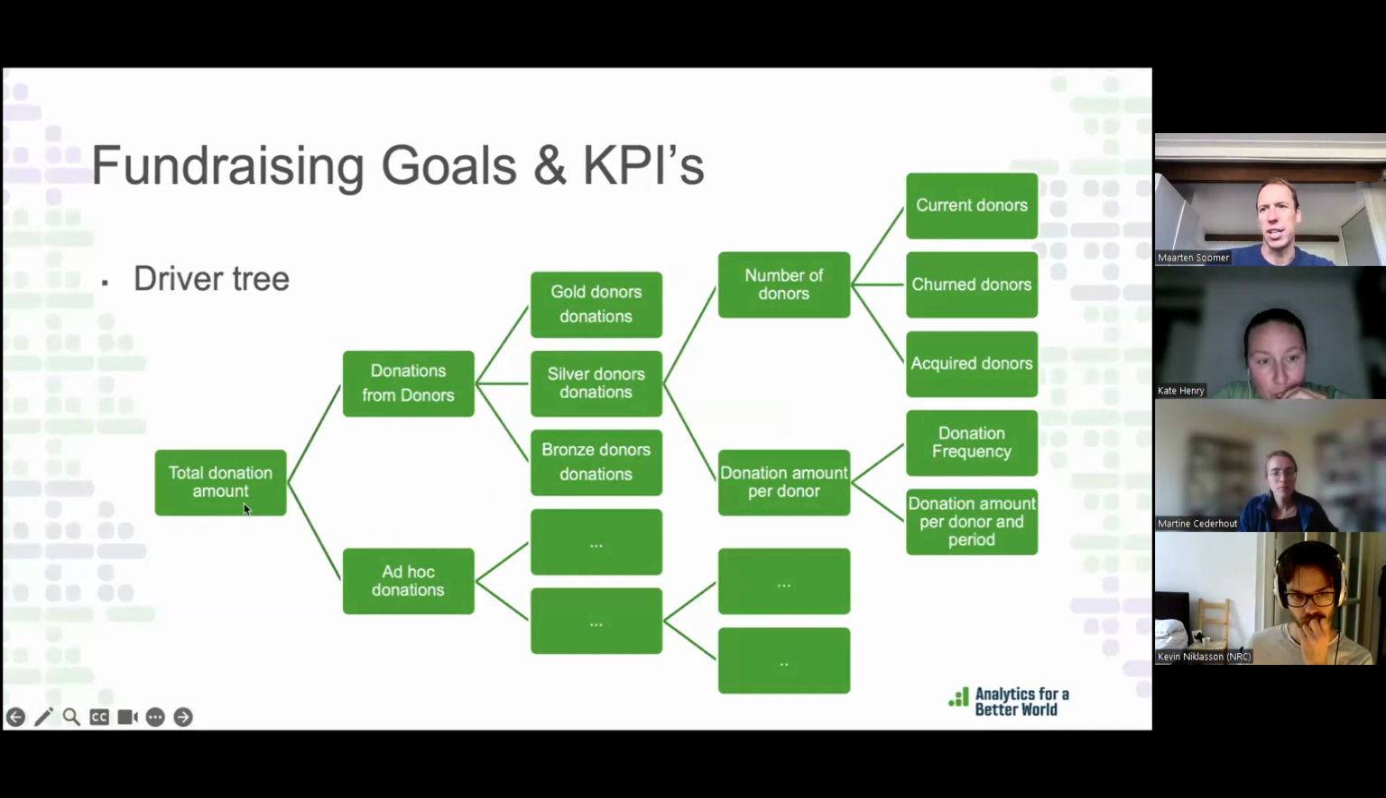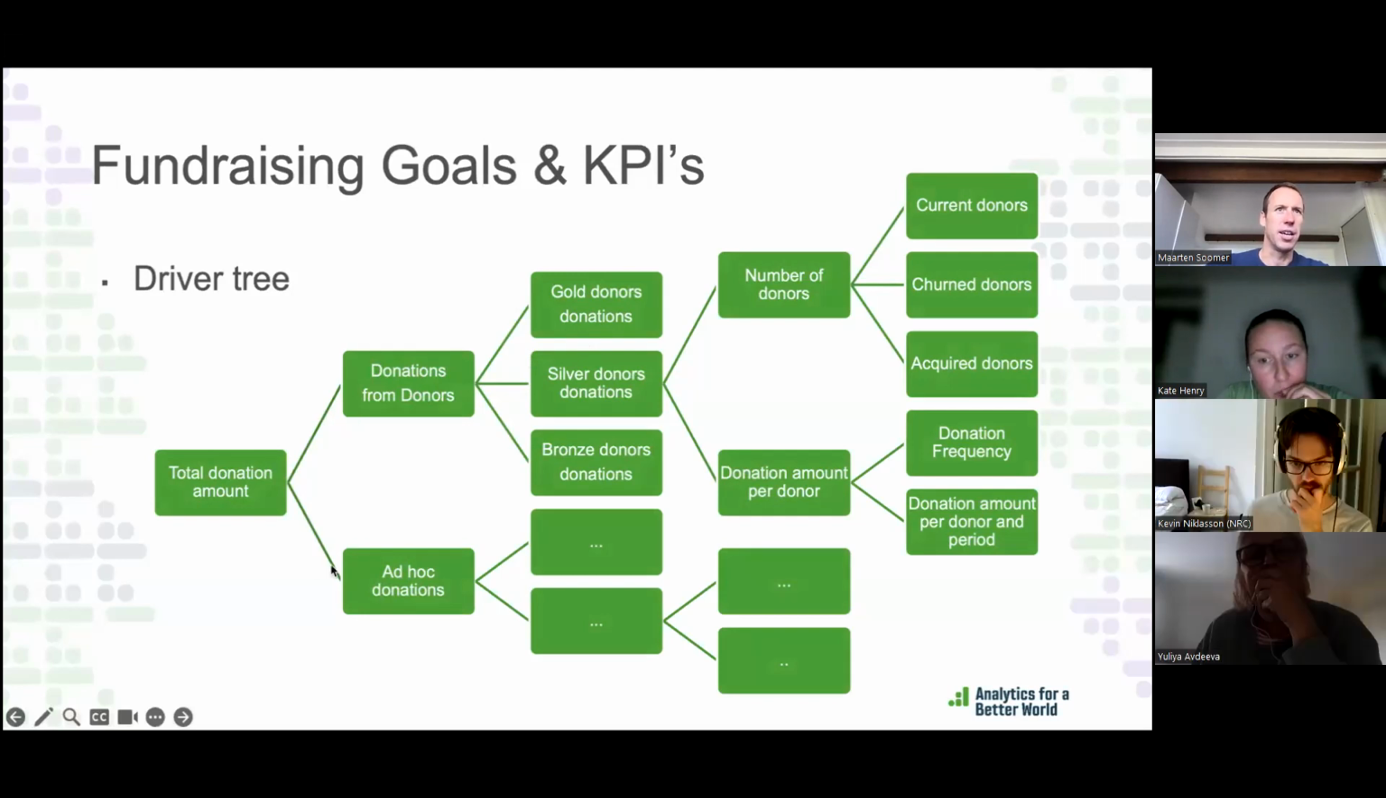Of course, quite naturally, the main overall goal would be to maximize or increase the total donation amount, let's say in the coming year or the coming 3 years or 5 years, in a certain fixed period. But of course, we can split out this overall goal in sub KPIs and sub goals and sub actions. So I tried to do that here a bit.